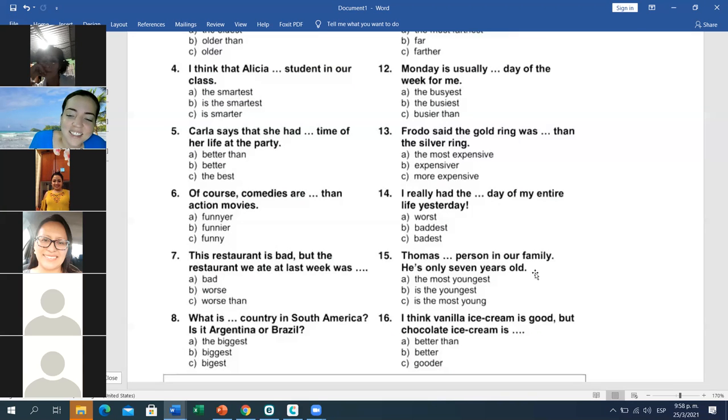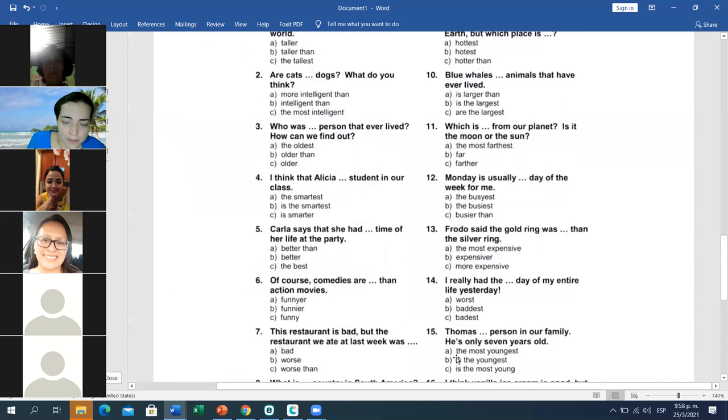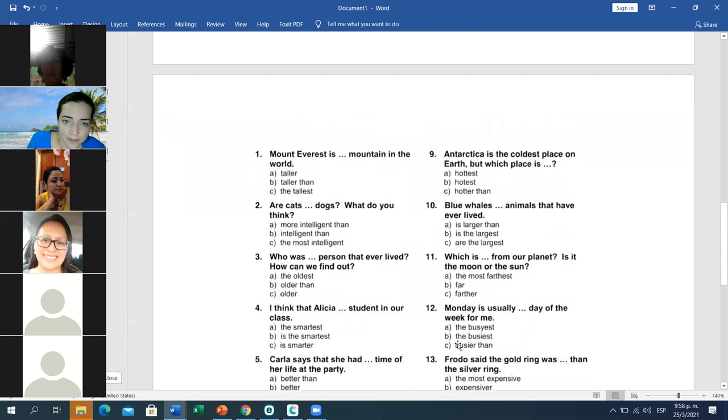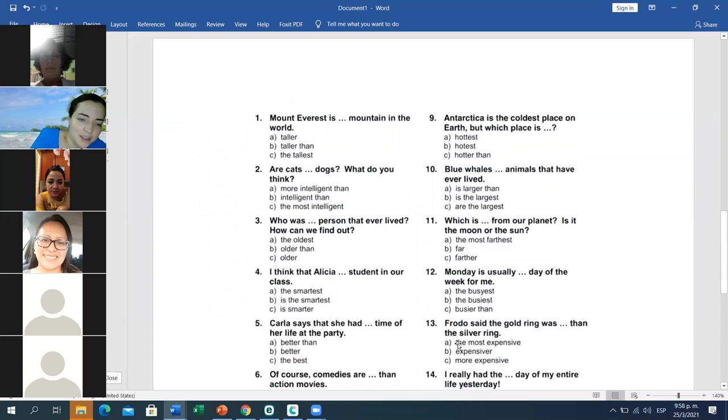Yes, thank you. Okay. And in this case, she said better porque no tenemos un comparativo aquí. At least if it says, but chocolate ice cream is better than tamarindo ice cream. Ahí sería diferente. Pero como se quedó aquí, it's better. Hasta ahí terminó. And gooder, it doesn't exist. ¿Verdad? Questions? Yes, teacher. No, it's okay. Okay, perfect, perfect.